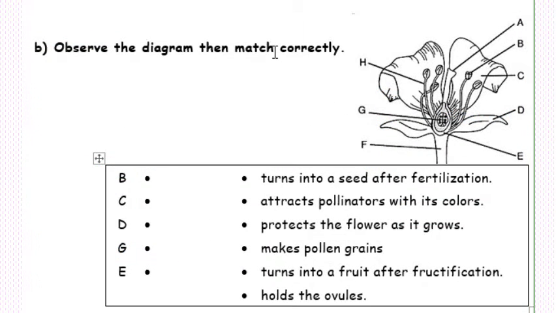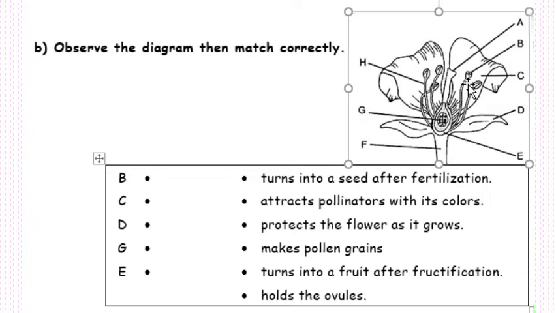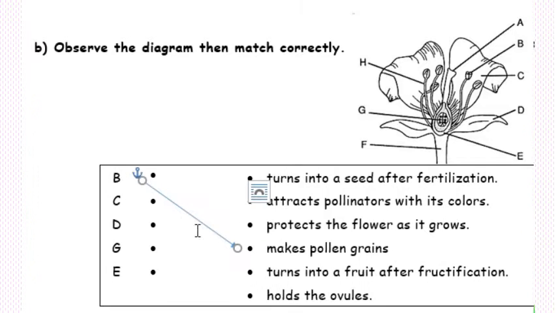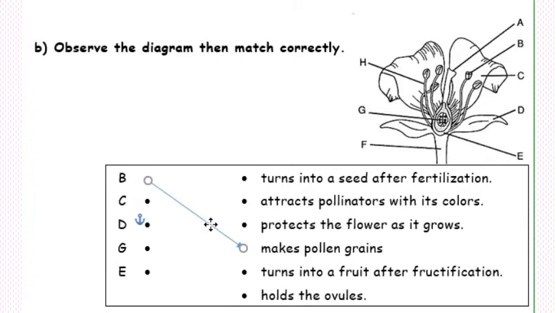Observe the diagram, then match correctly. B is the anther. The anther's function is to produce pollen grains. So let's look for the sentence saying that it makes pollen grains. So we should match the letter B, which is pointing to the anther, to this sentence. B is the anther that makes pollen grains.